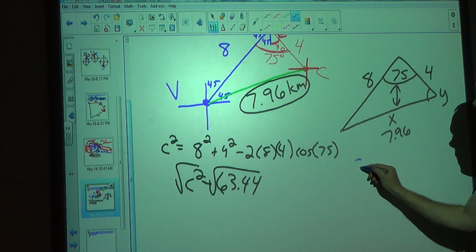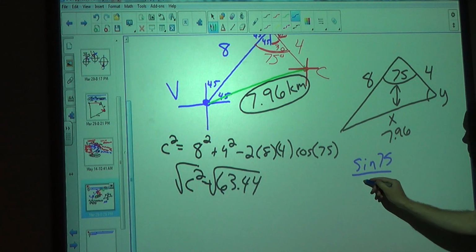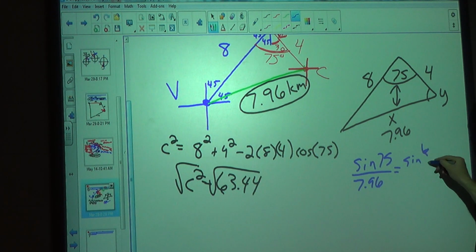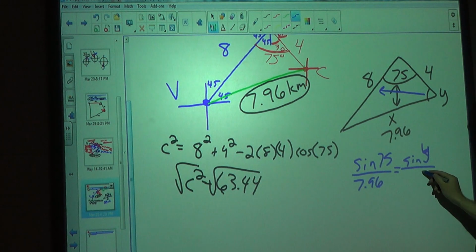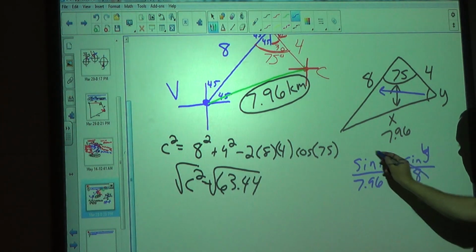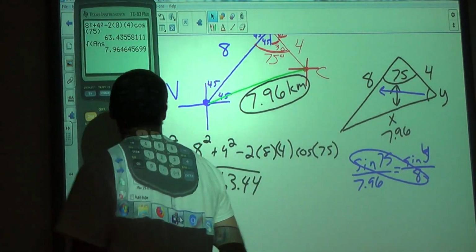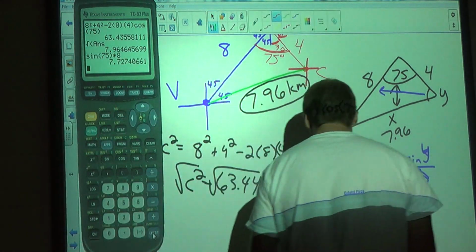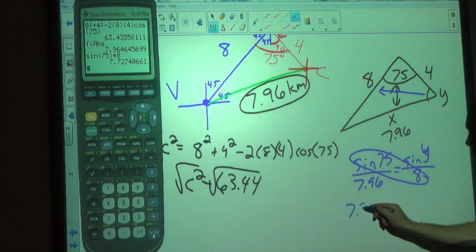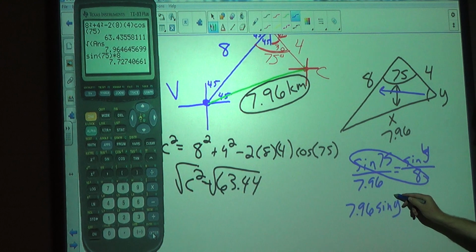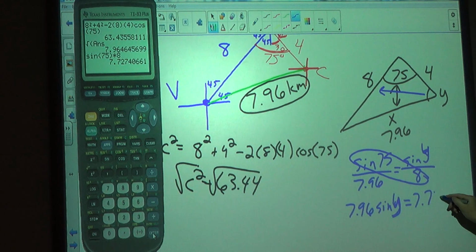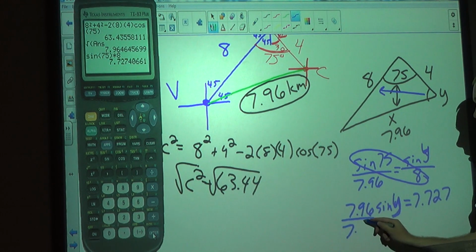And I can. So I'm going to do sine of 75 over its opposite, 7.96, equals the sine of y over its opposite, which is 8. Okay, then I'm going to cross multiply here. So sine of 75 times 8. Okay, so now if I were to just solve this and keep going, I'd have 7.96 sine of y equals 7.727. Okay, I would divide by this.